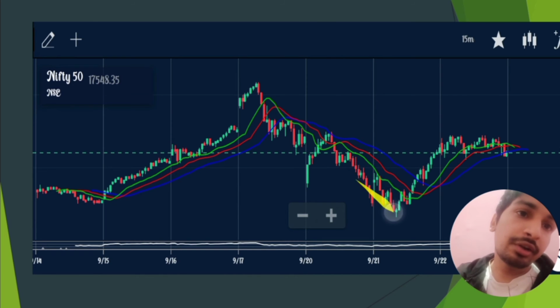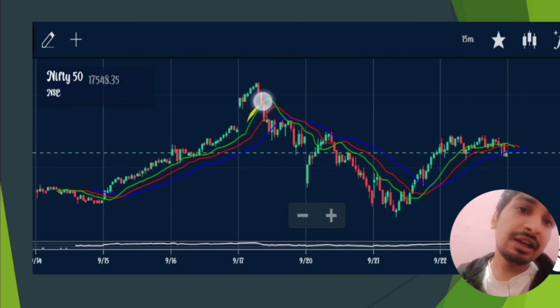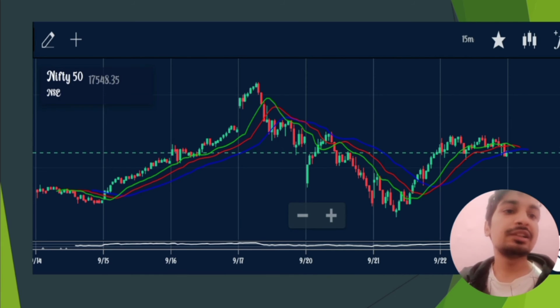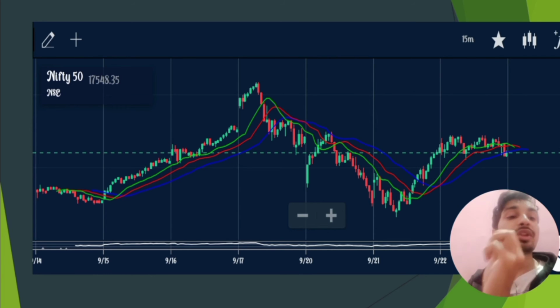So it is a downtrend. You can see the green line is breaking the two below. The blue and red lines are being broken here. So the green line is going down, so it's a downtrend. Here there's a crossover, so from here you can make your selling decision. Again the green line has gone upward, so it is an uptrend. That is how you can decide.